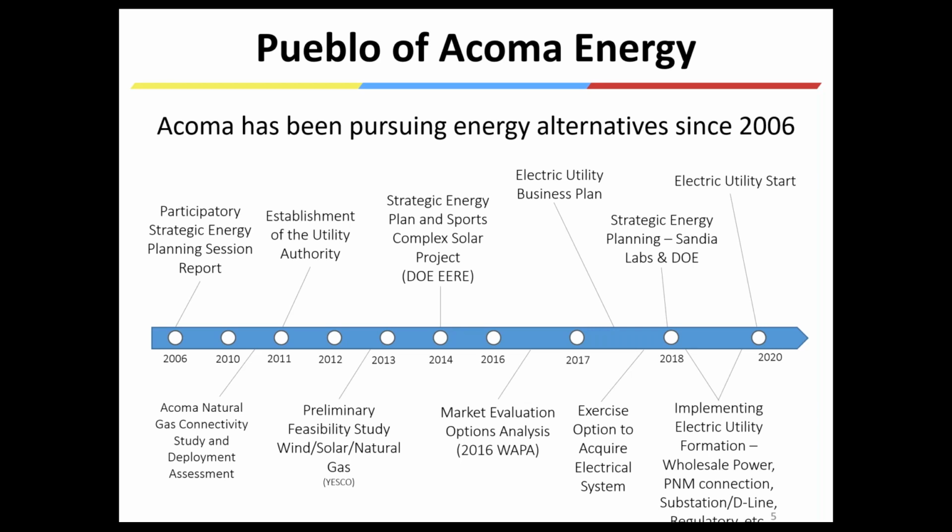We have those in hand now, and our adjusted date after getting the right-of-ways was the end of March. And then, of course, this COVID pandemic hit, and now we're actually scheduled to energize November 1st. But the point of this is Acoma has been pursuing energy alternatives for several years, and we're really close to achieving one of our big goals. Next slide.